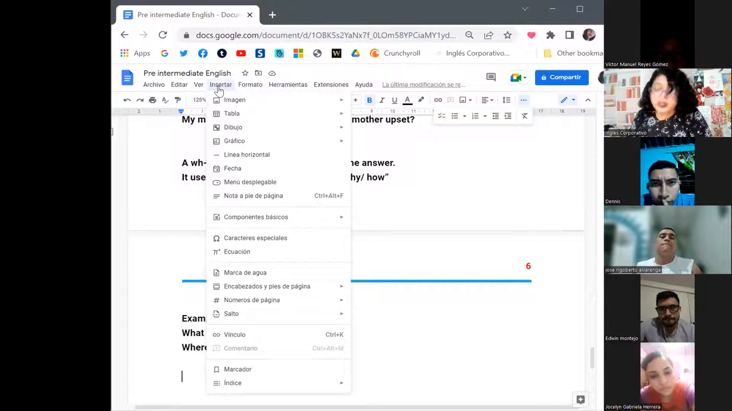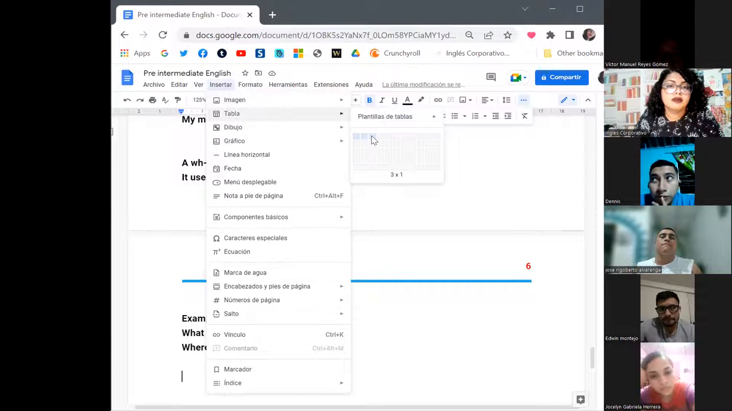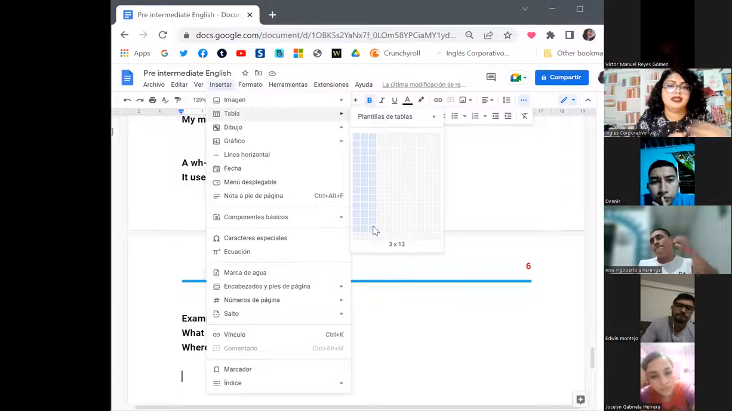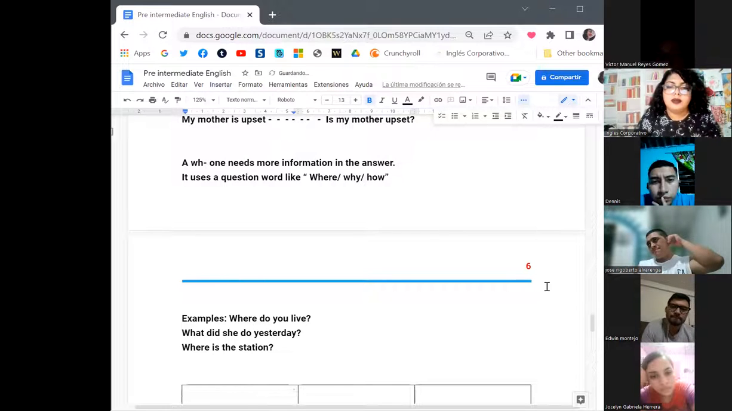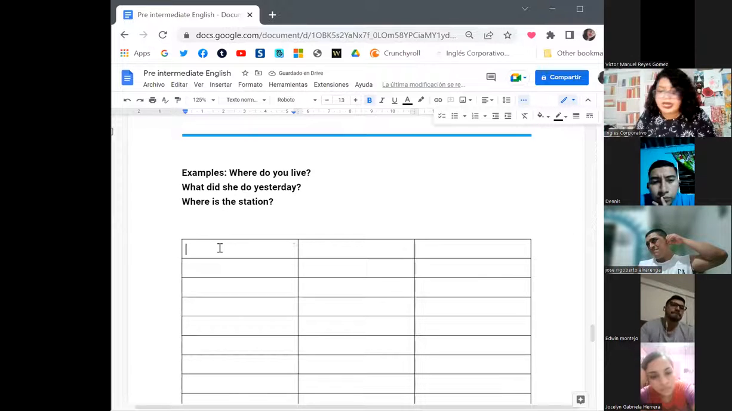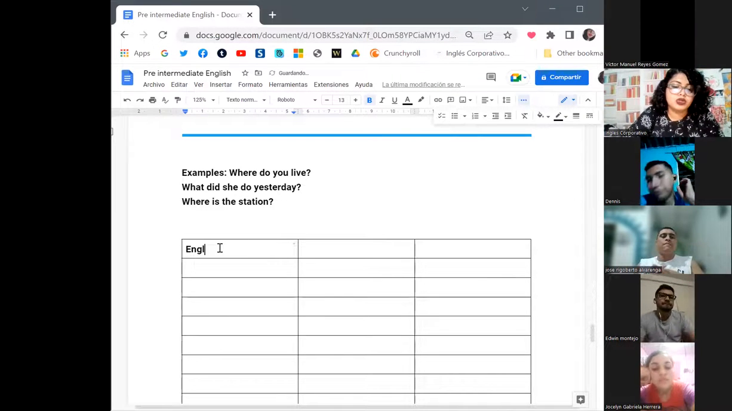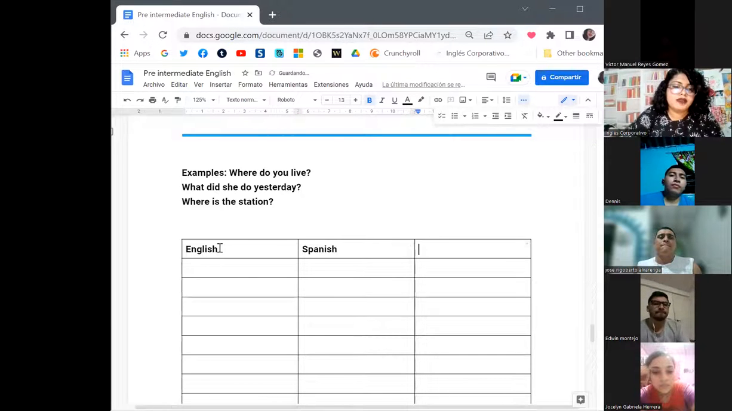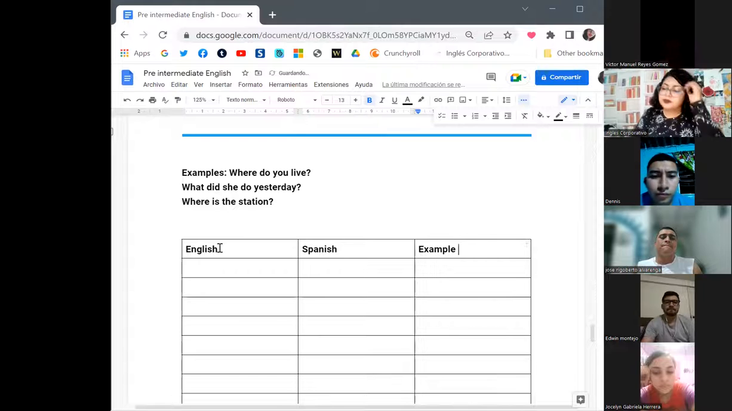We have a lot of words. Let's see. Let's begin. We have English, Spanish, and we have the example. So we are going one by one.